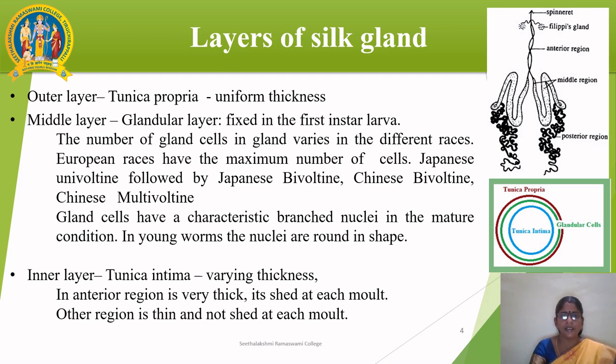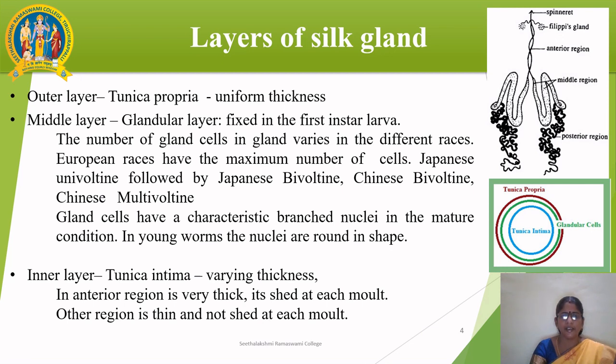The number of gland cells in the glandular layer is fixed in the first instar stage larva. The number of gland cells varies in different races of the Bombyx mori larva. European race has the maximum number of gland cells. It is followed by the Japanese univoltine, Japanese bivoltine, Chinese bivoltine and Chinese multivoltine. The gland cells have the characteristic feature of branched nuclei in the mature condition. In young worms, the nuclei of the same gland cells are round in shape.